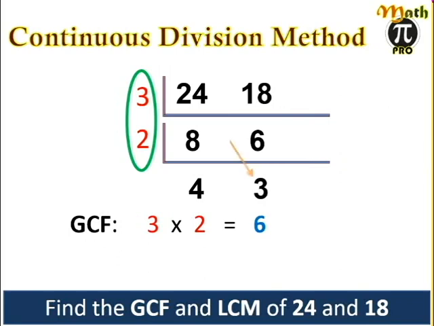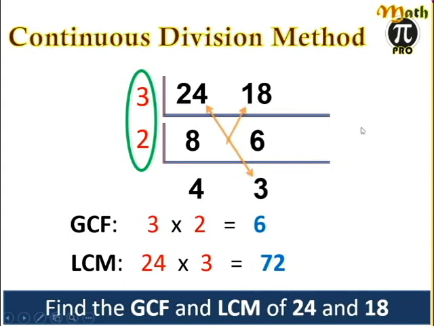To get the LCM, you can actually get the product of these numbers, the diagonals. You multiply 24 times 3 and you'll get 72. Or you can opt to get the product of these other two numbers, 18 and 4, which when multiplied will also give us an answer of 72.